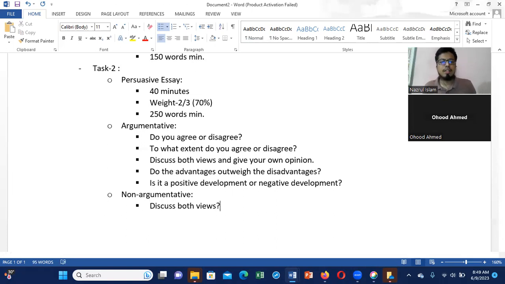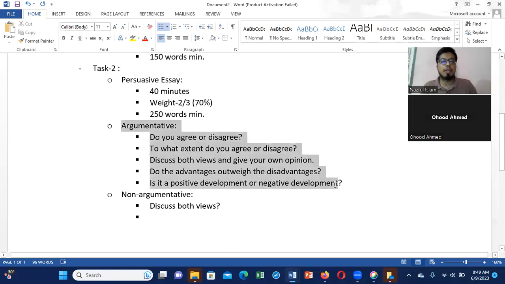For the first one, should I just write my opinion? Yes, for the argument you will give your own opinion, but how the essay will be written, you will see in the procedure when you write it. But these are the basic things.